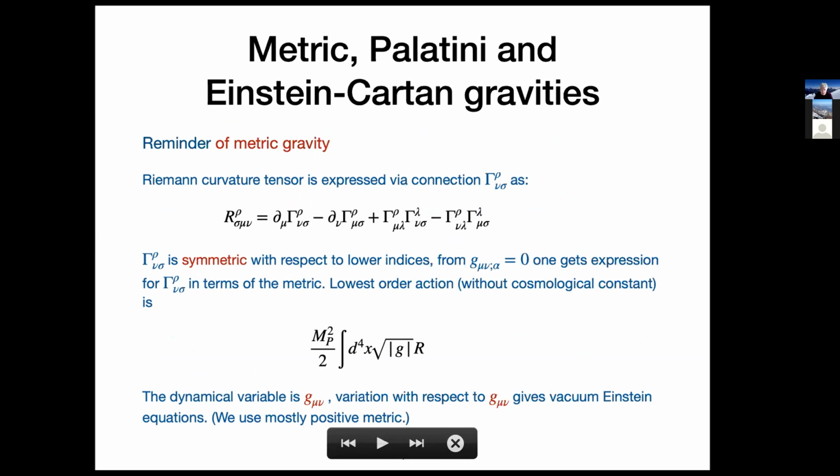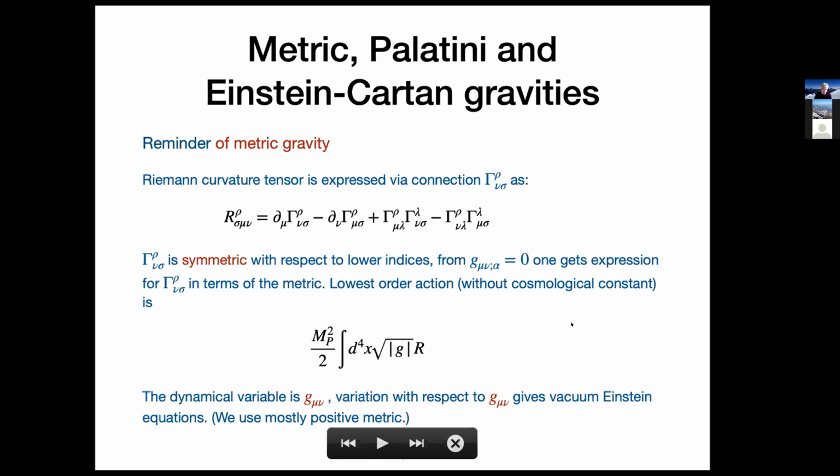Okay, so metric gravity is the gravity which is most well known. Everybody knows how it is constructed. What you do is define a Riemann curvature tensor through the connection like this. Now, in metric gravity, the Christoffel symbol connection is symmetric with respect to lower indices. And then from the fact that the covariant derivative of the metric tensor is equal to 0, you can express gamma in terms of the metric. In this way, you express the Riemann tensor, and so the curvature tensor, via the metric. And then you can write the lowest order action without cosmological constant.